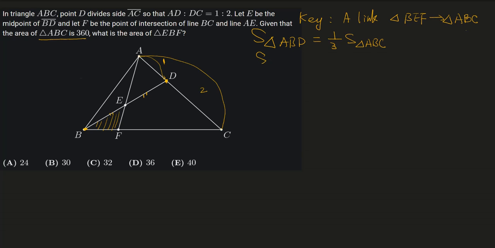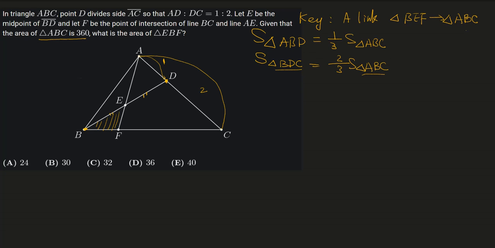And we have a couple of other relationships. For example, we also know the area of triangle BDC equals 2/3 of the area of triangle ABC. And that's because of the same reason. We use DC as the base of the triangle BDC. And therefore, these two triangles are sharing the same height from the point B to the line AC.